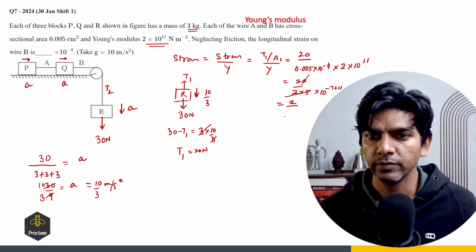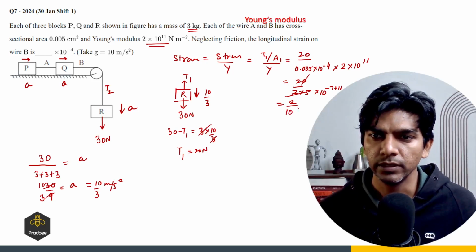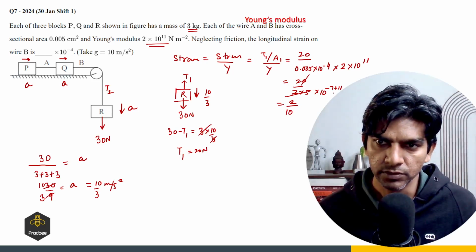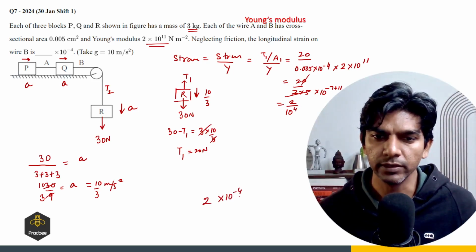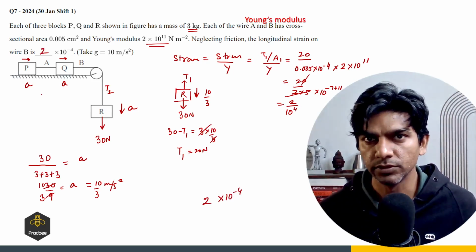So it will be 2 divided by 10 raised to power, it comes out to be 4. So it will be 2 into 10 raised to power minus 4. So 2 is the answer of this question.